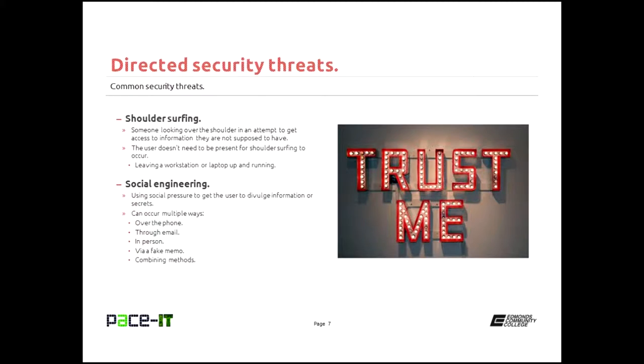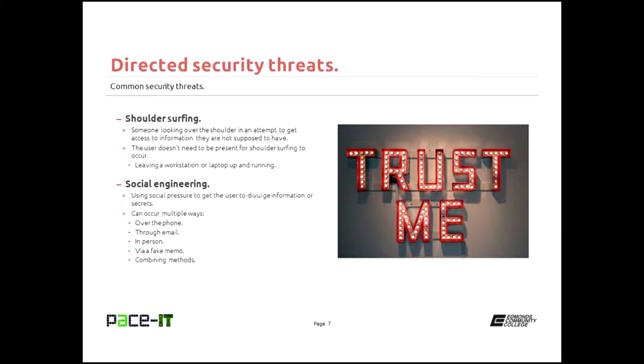The next type of directed security threat that you need to be aware of is social engineering, and that's actually probably the biggest security threat you're going to face. Now, social engineering is using social pressure in an attempt to get the user to divulge sensitive information or to give away passwords. Perhaps you've heard of Edward Snowden. I'm pretty sure you have. He used social engineering to get the NSA's secrets, which I'm pretty sure they're kind of sorry about, as he's divulging all of those secrets to the world at large.